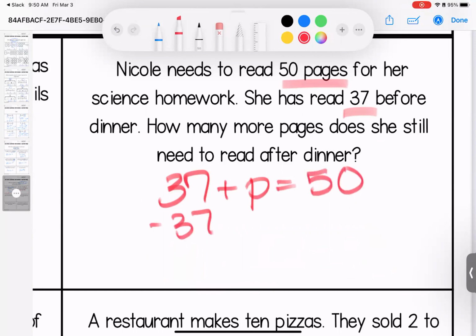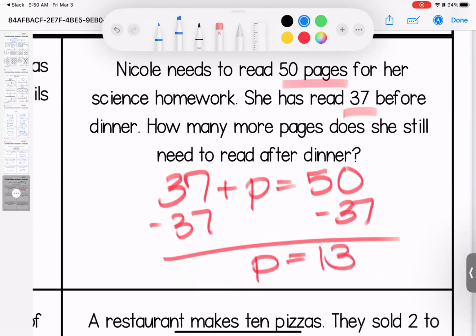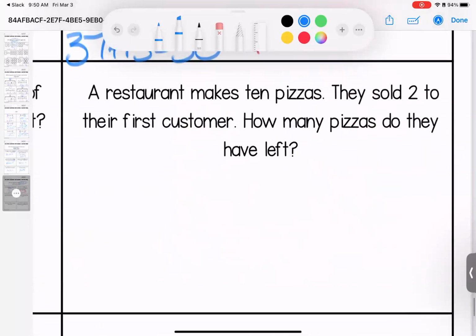We're going to subtract 37 from both. The amount of pages is equal to 13. I can check it. Is 37 plus 13 equal to 50? Yes, that checks out.